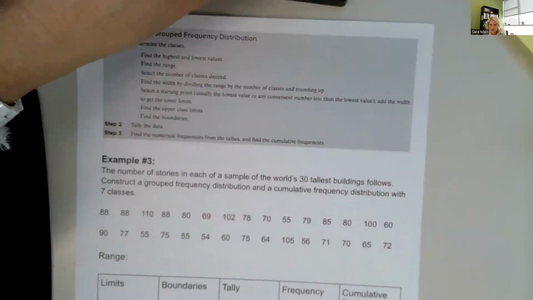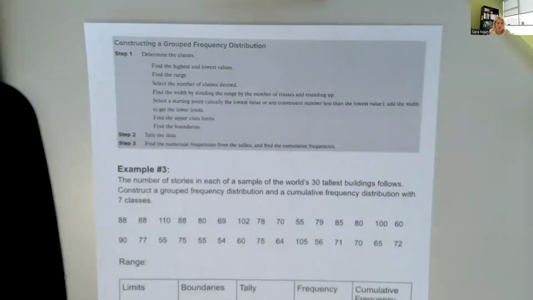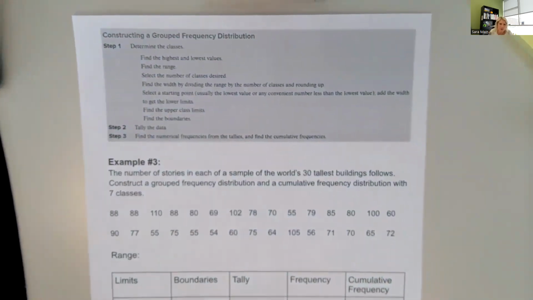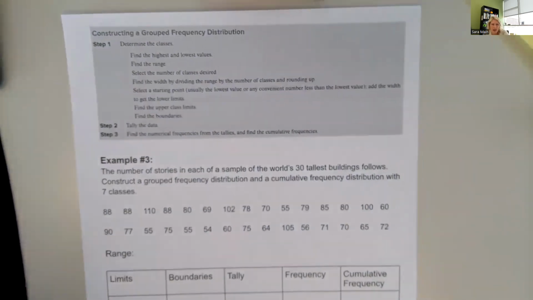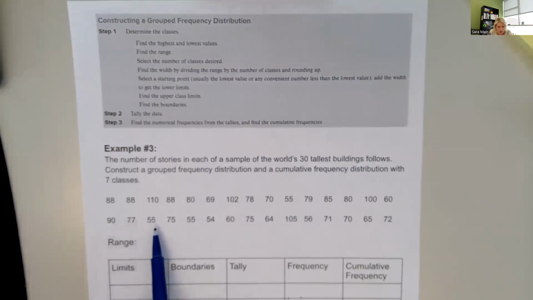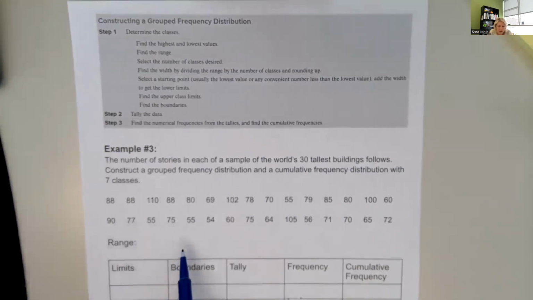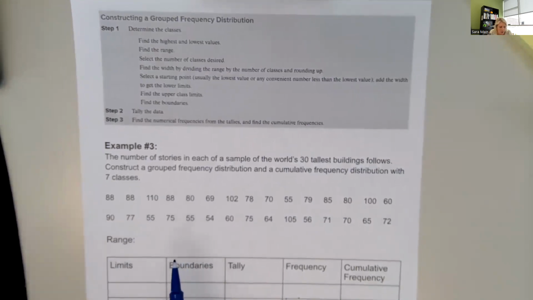Hello, welcome back for the last little problem here in the Century Tech 1. It's over constructing a group frequency distribution. When we have data where the outcomes of the variable are not likely to be the same, then we will group them into classes.